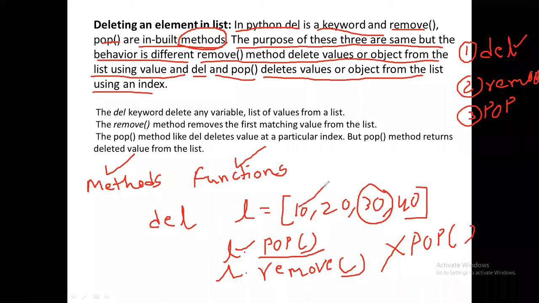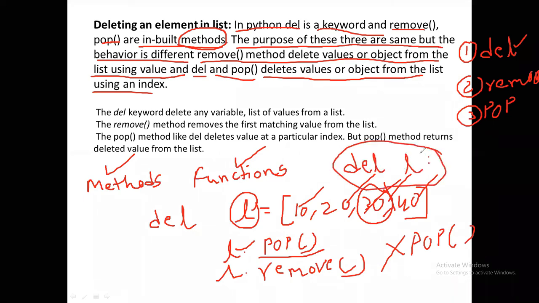Here L equals 10, 20, 30, 40. These are the 4 objects. Now this object 30 will be deleted. And directly you can delete this entire list also. del L. If I give del L, then the entire list will be deleted. That means the object L will be deleted.